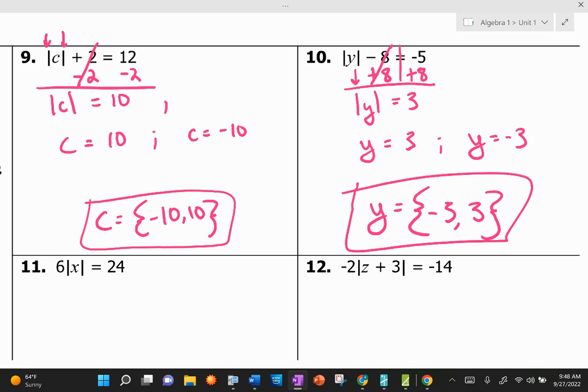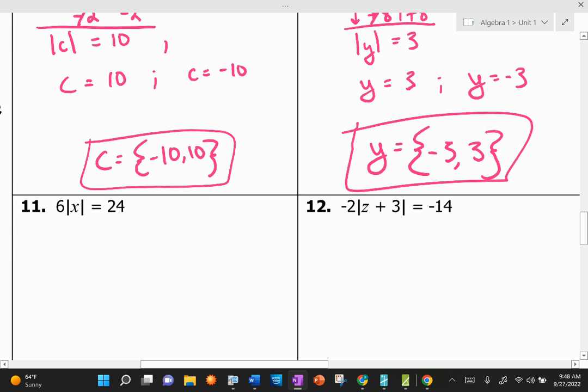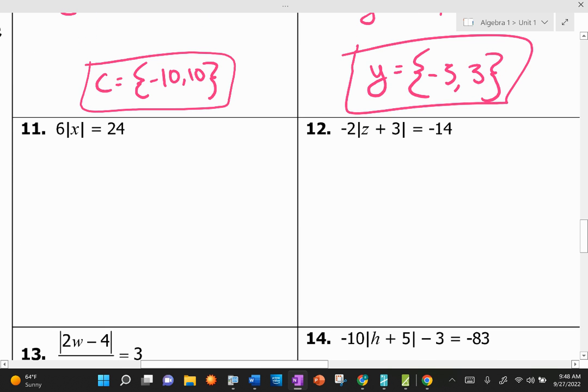Okay, there's number 10. Check yourself. Okay, let's go on to 11 and 12. I'm actually going to start with number 12. On number 12, we have a -2 outside of the absolute value symbol. We've got z plus 3 on the inside. So step 1, we need to isolate our absolute value symbol. What do we need to get rid of? Yeah, we need to get rid of the 2, right?